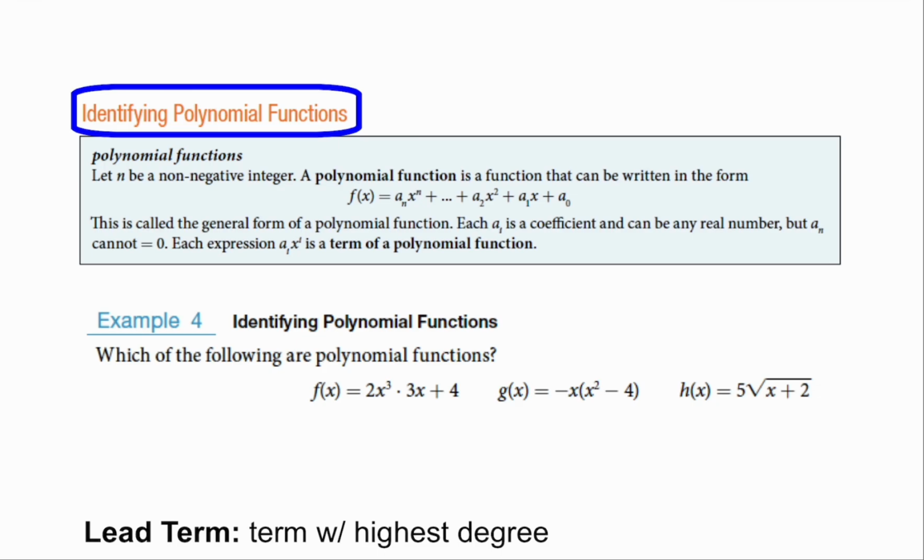But if we look at this function here, we're going to talk about what's called the lead term, which is a_n x to the n. n is your highest power, which we're going to call our degree. So our lead term is this highest power term.